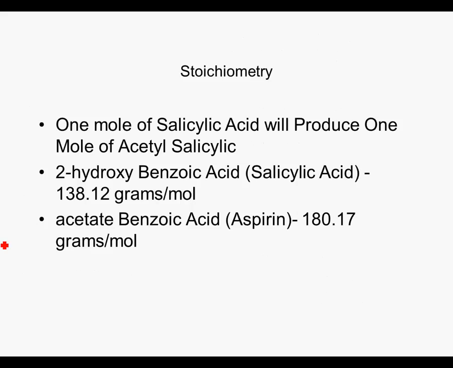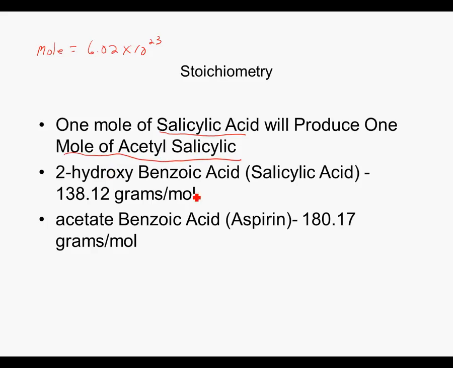Now, we know, based on the balanced chemical equation that was given in the lab, that 1 mole of salicylic acid can produce 1 mole worth of acetylsalicylic acid. And just remember that a mole represents a certain number of particles, 6.02 times 10 to the 23rd molecules in this case. So that meant 1 mole of salicylic acid molecules will produce 1 mole of acetylsalicylic acid.